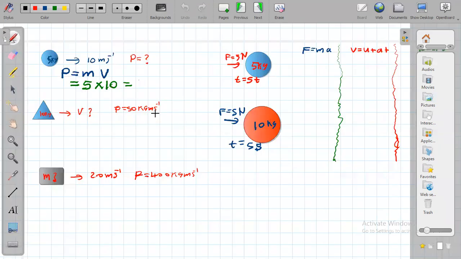Right, okay. So what is the unit going to be? 50 kg ms^-1. A simple example. Very simple example.